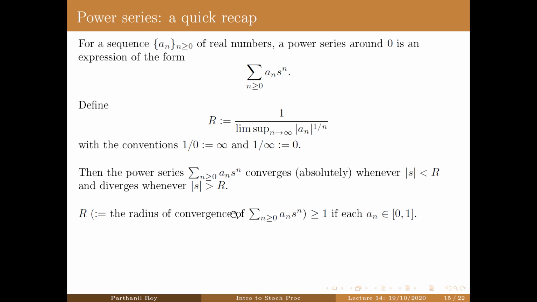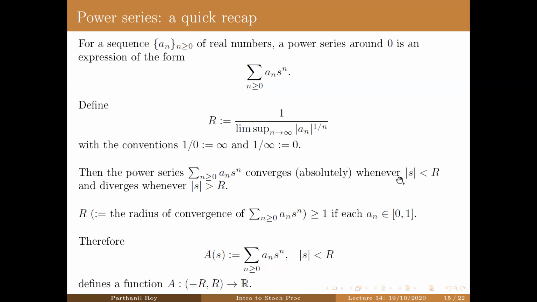Now, one thing we can observe easily is that if all the a_n are between 0 and 1, then, of course, this lim sup is less than or equal to 1. It can be 0, but it's definitely less than or equal to 1. Okay? And therefore, 1 over this lim sup is bigger than or equal to 1. Of course, it can be infinity also. If this lim sup is 0, then R is infinity. But anyway, infinity is definitely bigger than or equal to 1. So therefore, the radius of convergence is going to be bigger than or equal to 1 whenever all the a_n are between 0 and 1. This will be crucially used today.